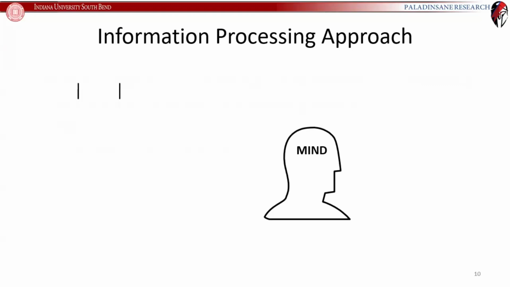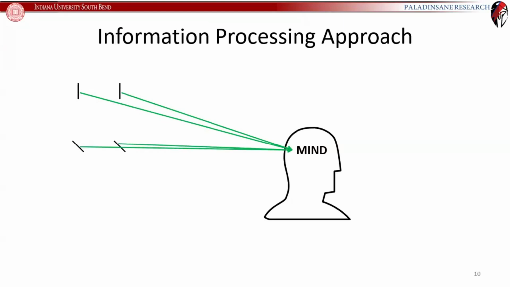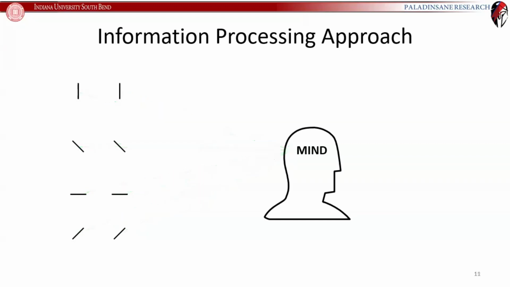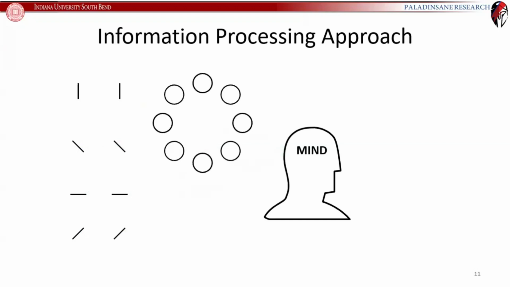So you have two vertical lines that you perceive in the outside world, and that goes into your mind. And you have two slanted lines, slanted to the left, that you perceive in the outside world. And that information goes into your mind. And you have two horizontal lines in the outside world, and that information goes into your mind. And then you have two lines slanting to the right, and that information goes into your mind.